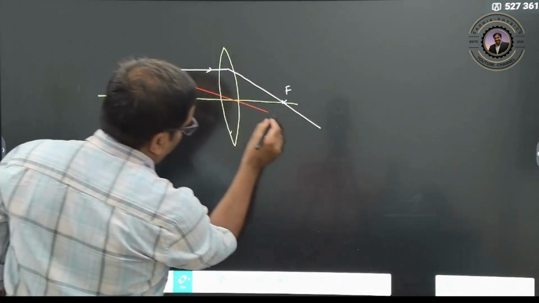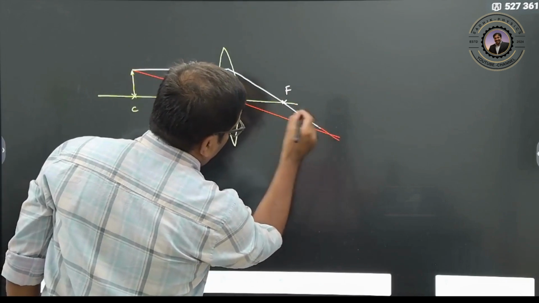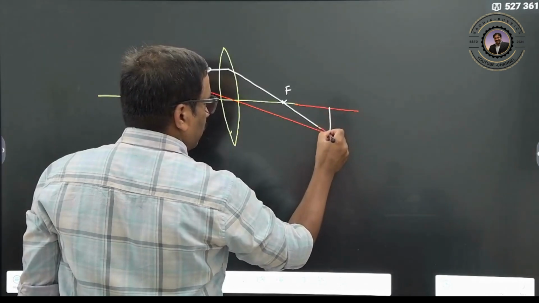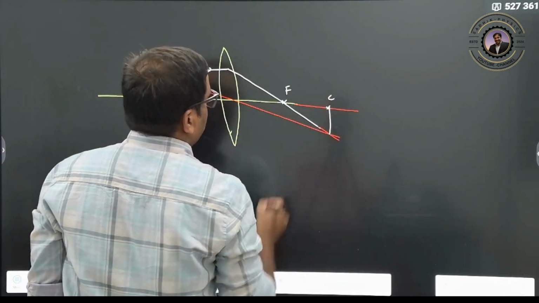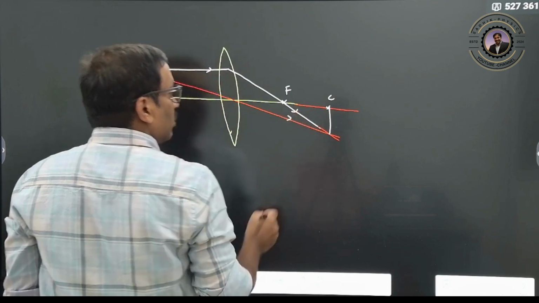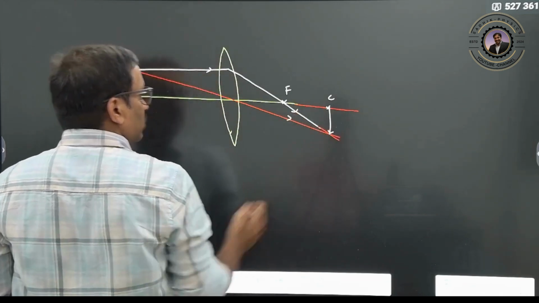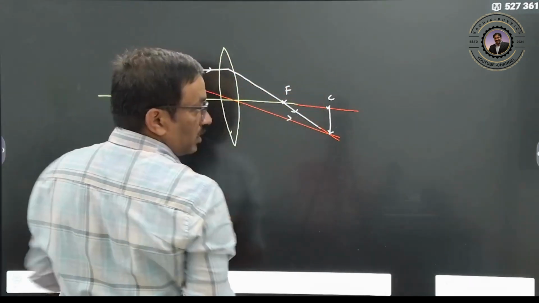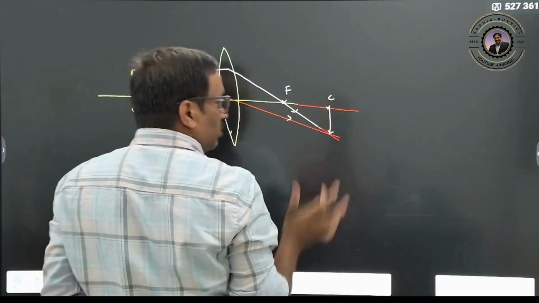Therefore, if light rays are coming and falling at this point, then here is where the image is created. This is your image, and this is your center of curvature. Clear? So this is your image, this is your object. Object distance and image distance are the same, and the height of the object and the height of the image will be the same.